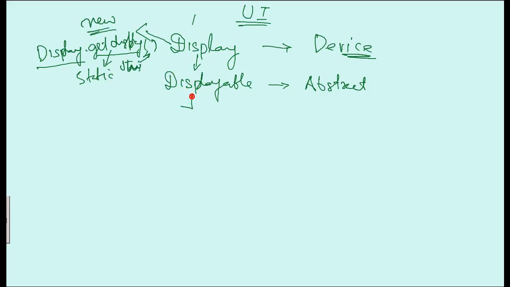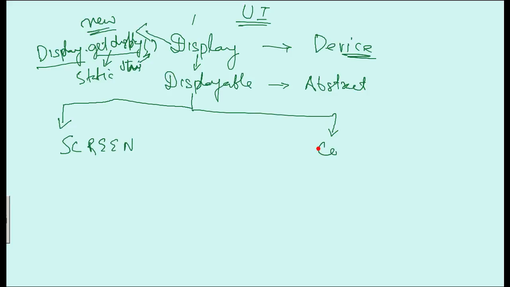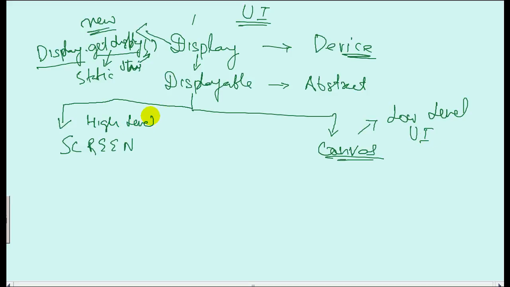And under our Displayable class, we have two things: either we have the Screen class or we have the Canvas class. Now Canvas is to design the low level UI, and Screen is to design the high level UI. Getting me? So when it's a Screen class, it has many things in it.